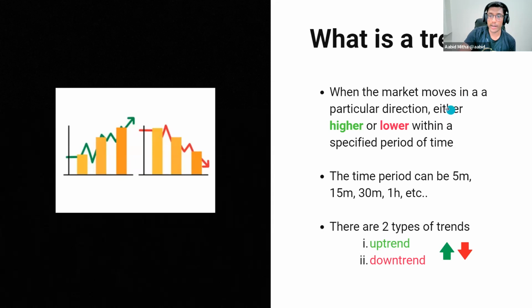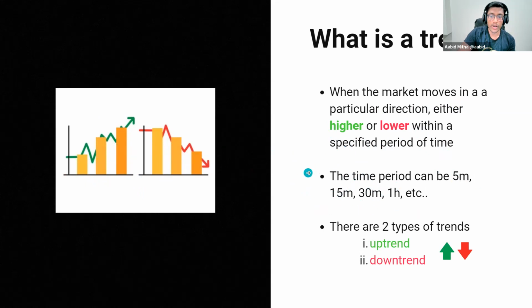So as we said, when the price moves in a certain direction, either higher or lower over a specific period of time, that can indicate either an uptrend or a downtrend. And the time period can be pretty much anything, right? Each of these bars can represent 5 minutes. They can represent 15 minutes, 30 minutes, an hour, a day, a year, could be pretty much anything.